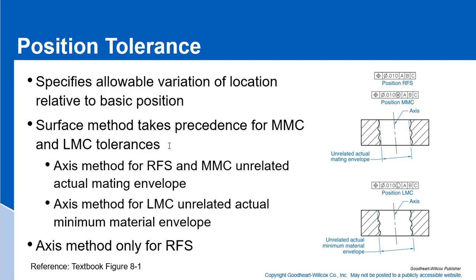We're going to talk a little bit about the surface method that takes precedence over the MMC and the LMC tolerances. We're going to talk about two different methods for understanding these tolerances. One is the surface method, and the other one is the axis method. What we need to know right now is that the axis method is only used for RFS, and that the surface method is probably the most applicable to most of what we do. But really, the surface method acts like an MMC type feature control frame.